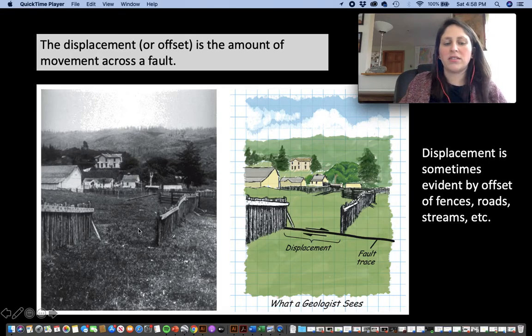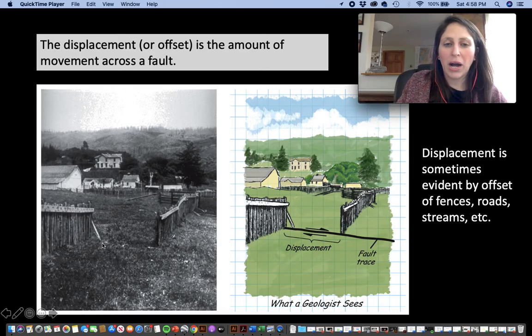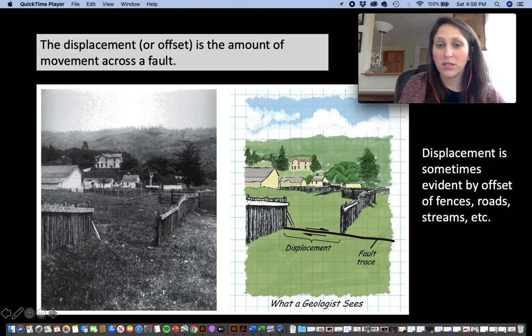diagram here, this is on the San Andreas Fault boundary. I think I showed this picture once or twice in class before, and it's a fence that's been offset by the San Andreas Fault, right? And so you can think that this fence was once upon a time connected, right? Why would you build a fence so far apart from each other like that? That doesn't quite make sense, right? Well, the fault displaced it.